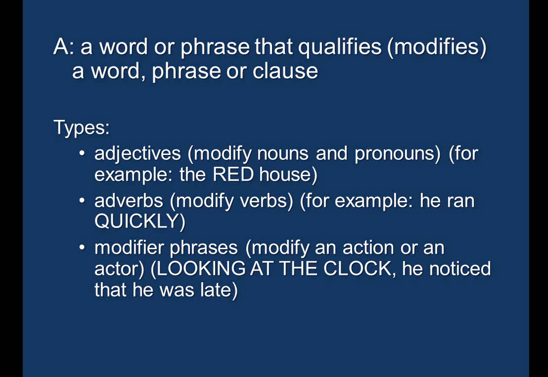A modifier can be an adjective. An adjective is a word or a group of words that modifies a noun. For an example, the red house. So red is an adjective here, modifying house. Adverbs. Adverbs are the words that modify verbs. For an example, he ran quickly. Quickly is an adverb which modifies the verb ran.